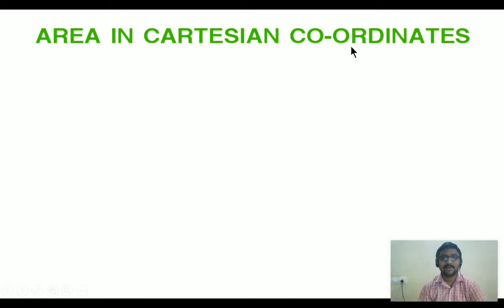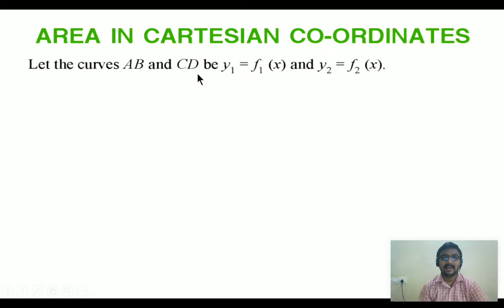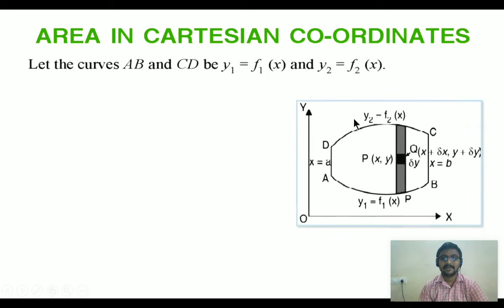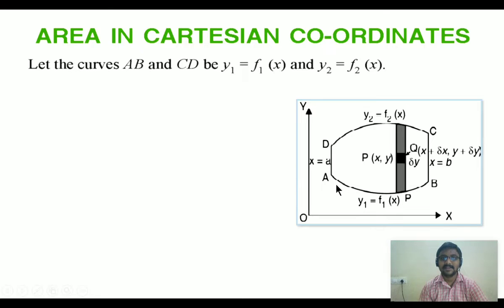Area in Cartesian coordinates. Let the curves AB and CD be y1 equals f1 of x and y2 equals f2 of x. So this is the rough sketch of the region. AB is the curve y1 equals f1 of x. Another curve CD is y2 equals f2 of x. The region is bounded by the two curves and the two lines x equals a and x equals b, which are parallel to the y-axis. So this is the closed region. Here we have to find the area.